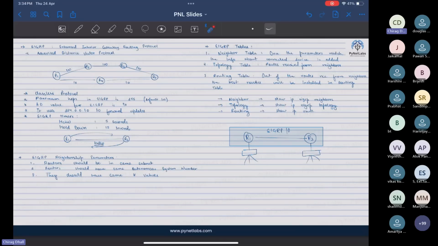So let's configure this small scenario and then we will speak about a little more regarding the metric calculation and the algorithm which is used by EIGRP. So I'm sharing my Packet Tracer window and let's get started with the practical part.